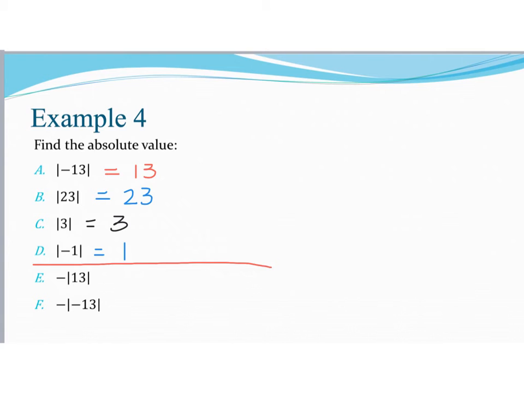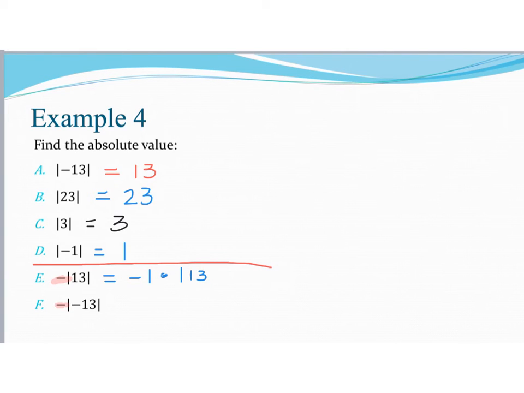Now E and F are going to be a little bit different, because if you notice, on the outside of the absolute value, I have a negative symbol here and here. If you have a negative symbol on the outside of the absolute value, you need to think of that a little differently.